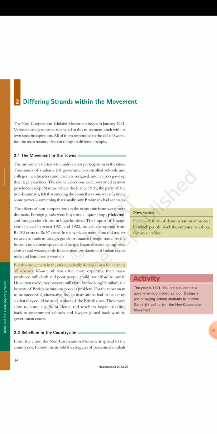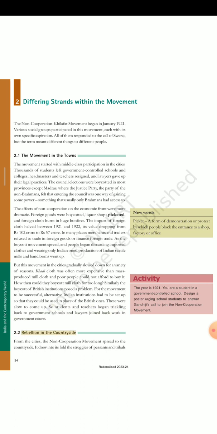But this movement in the cities gradually slowed down for a variety of reasons. Khadi cloth was often more expensive than mass-produced mill cloth and poor people could not afford to buy it. How then could they boycott mill cloth for too long? Similarly, the boycott of British institutions posed a problem. For the movement to be successful, alternative Indian institutions had to be set up so that they could be used in place of the British ones. These were slow to come up. So students and teachers began trickling back to government schools and lawyers joined back work in government courts.